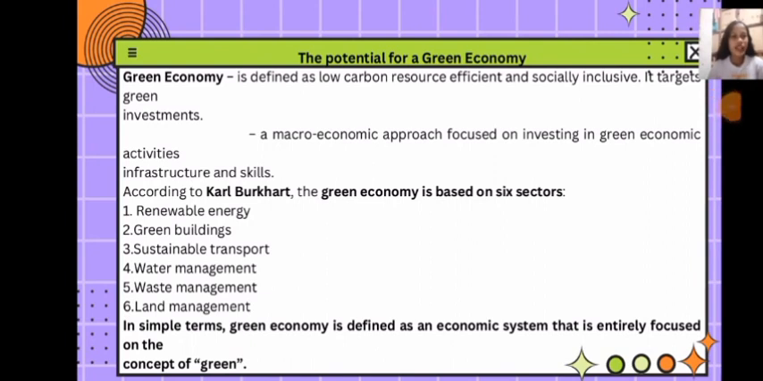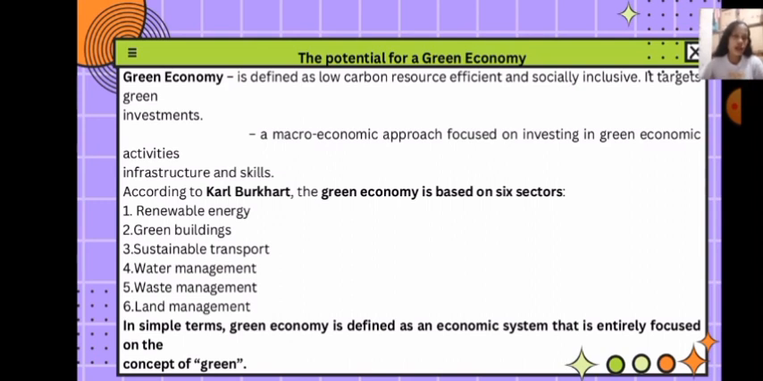Good day, everyone. I am Ina Kagas, and for the continuation, I will talk about the potential for a green economy. First, we need to define what a green economy is. It is defined as low carbon, resource efficient, and socially inclusive. It targets green investments. It is a macroeconomic approach focused on investing in green economic activities, infrastructures, and skills. From the word itself, green, this idea is focused on the concept of a nature-centric approach.